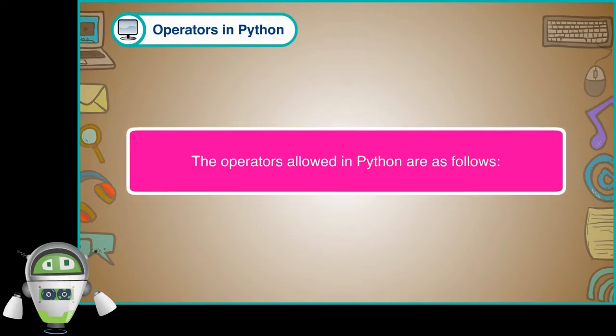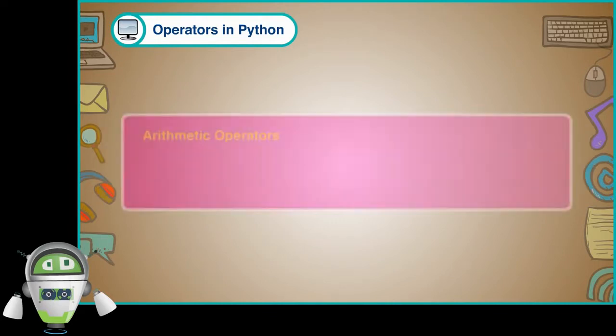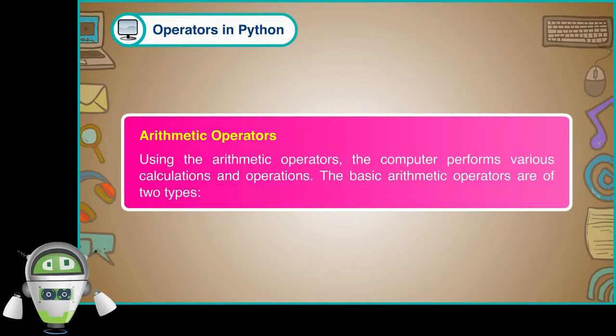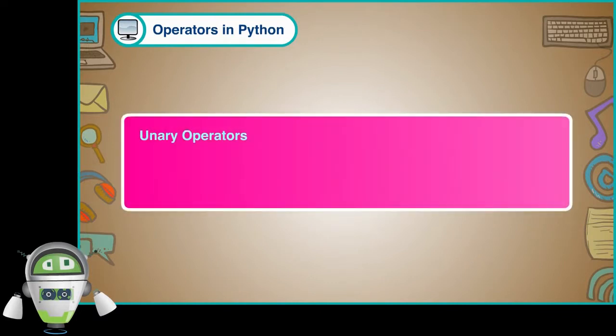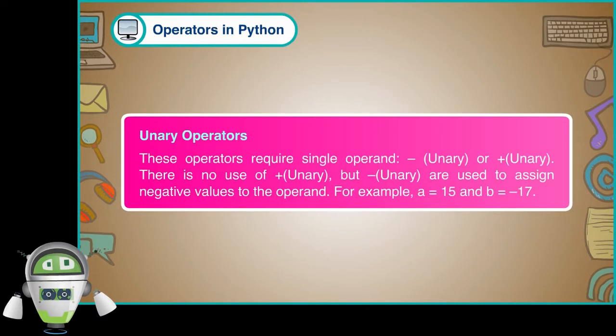The operators allowed in Python are as follows. Arithmetic operators. Using the arithmetic operators, the computer performs various calculations and operations. The basic arithmetic operators are of two types. Unary operators. These operators require a single operand, minus unary or plus unary. There is no use of plus unary, but minus unary is used to assign negative values to the operand. For example, A is equal to 15 and B is equal to minus 17.